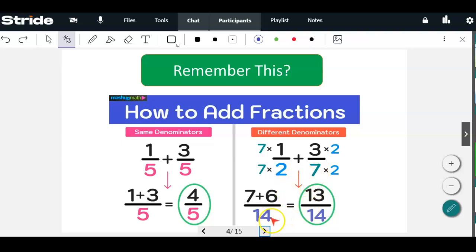So in order to change it to 14, this fraction has to be multiplied by 7 over 7, which is the same as multiplying by 1. So you're not changing the value of the fraction. So 7 times the 1 is 7. Here, you have to multiply by 2. So you have to do the top by 2. 3 times 2 is 6. Then you add those numbers together. 7 plus 6 is 13. And that can't be simplified.